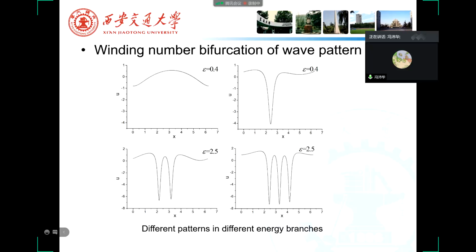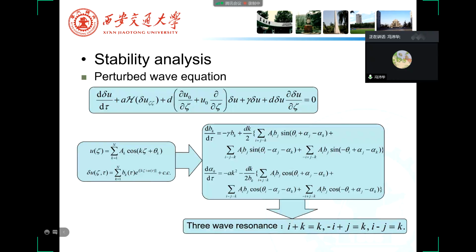When we focus on the profiles of the nonlinear waves in every branch, we discovered that the spikes of the nonlinear waves increase one by one when we jump from the lower branch to the higher branch. This is an explanation of the observation in the experiments, the multiplication of the nonlinear waves.